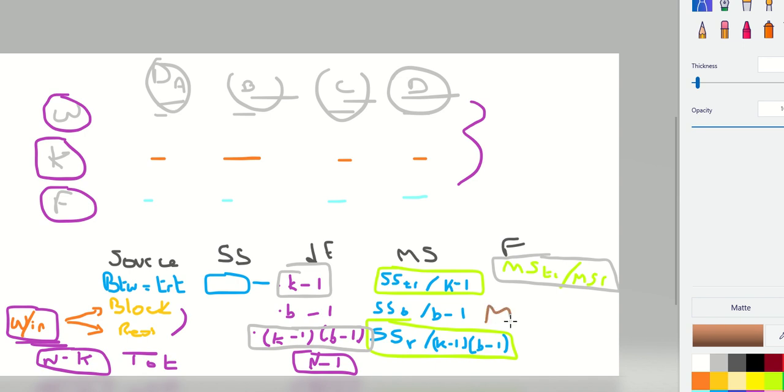You take the mean sum of square of the blocks and you divide it by the mean sum of square of residual. That will give you the F for comparing the blocks for this degrees of freedom as a numerator and that degrees of freedom as denominator. And you would be answering a different research question. But as I said, usually we're not interested in testing the blocks. We're just interested in testing the groups.